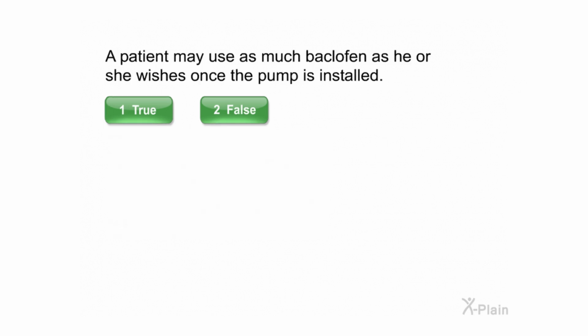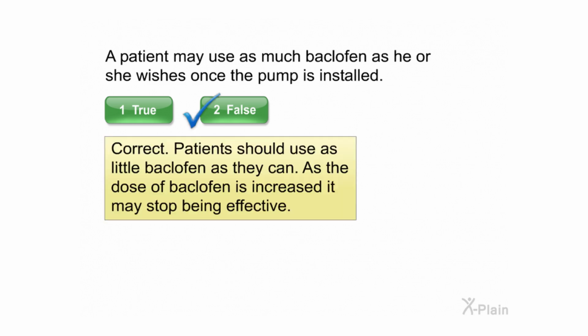A patient may use as much Baclofen as he or she wishes once the pump is installed. Select true or false. Correct. Patients should use as little Baclofen as they can. As the dose of Baclofen is increased, it may stop being effective.